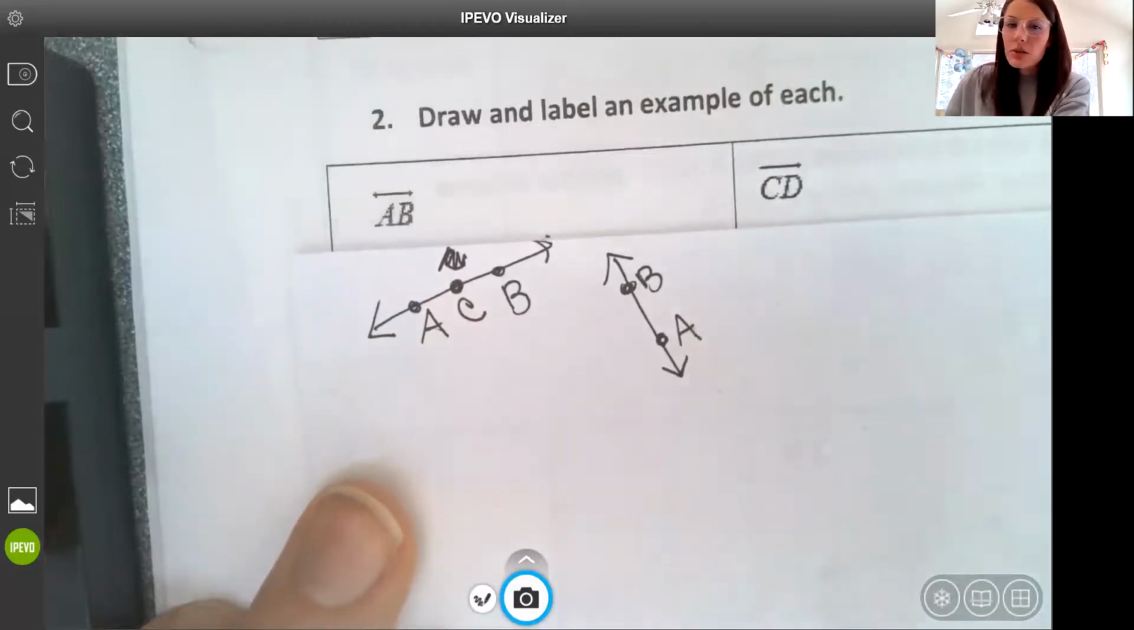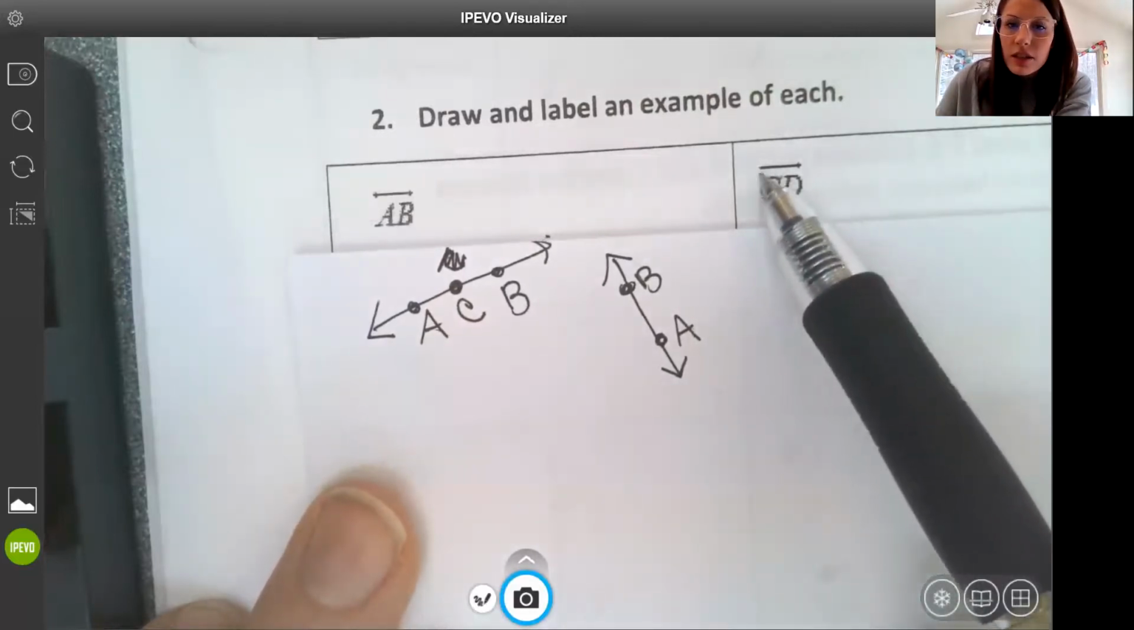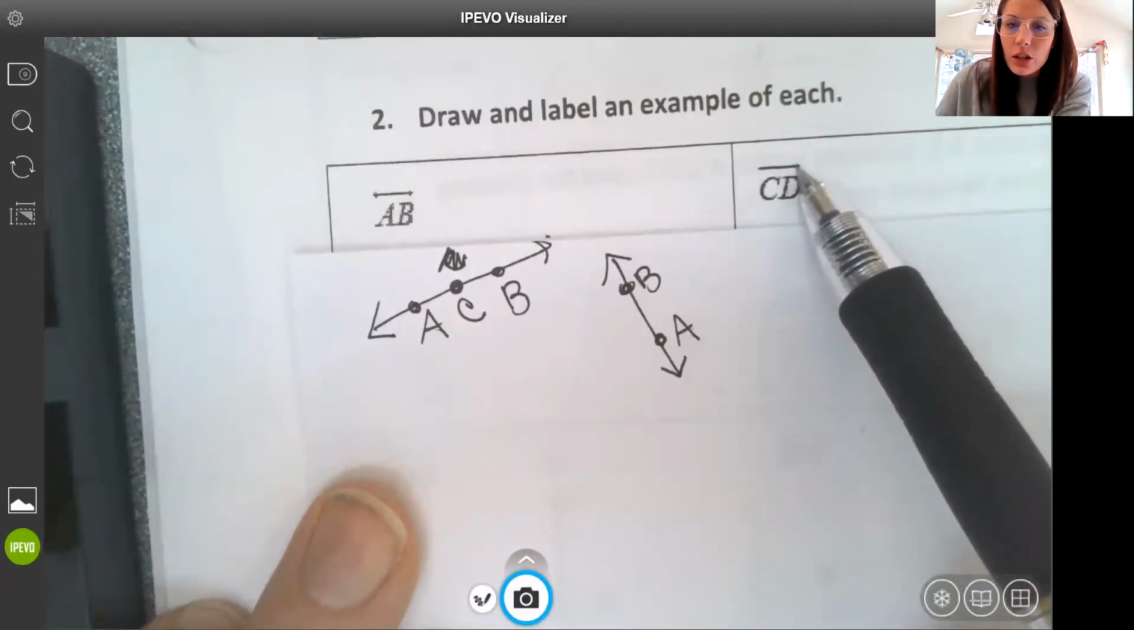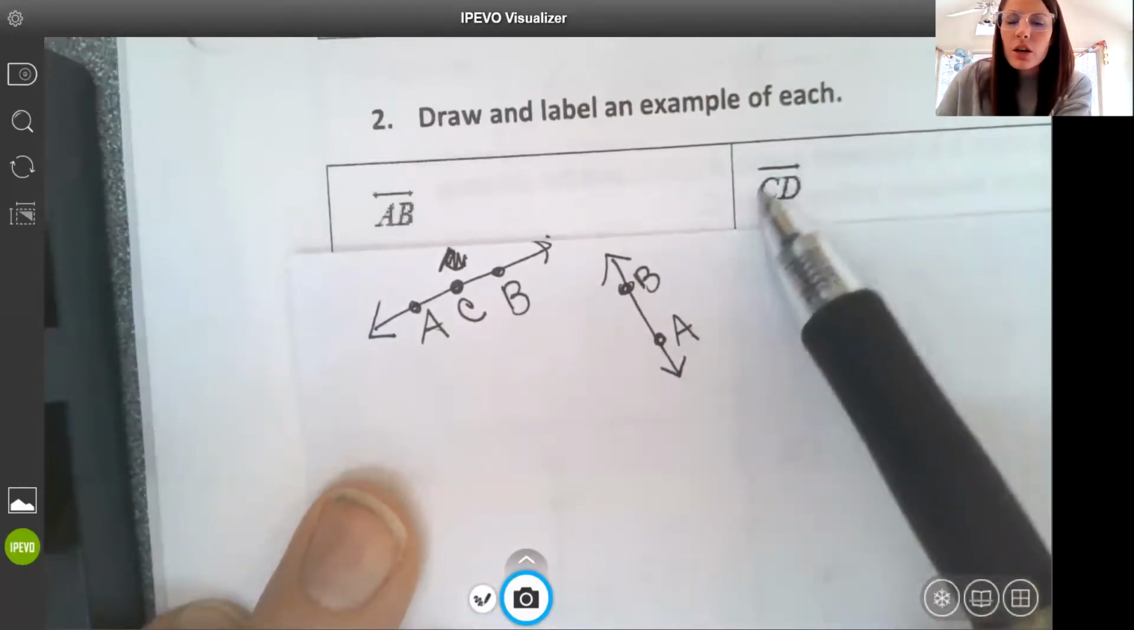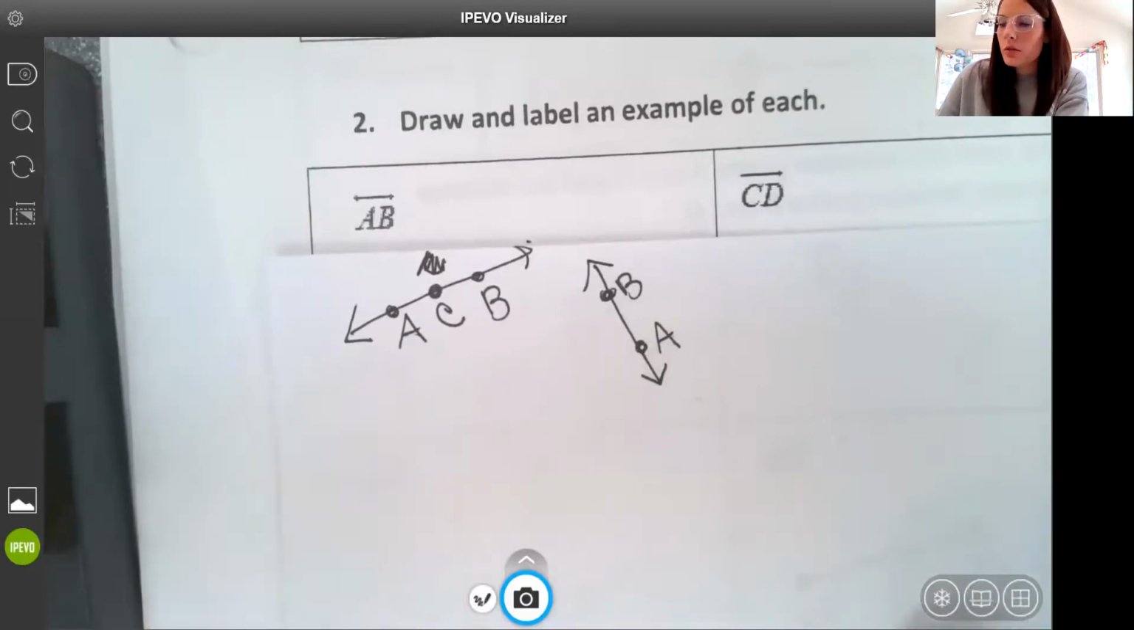For our next one, it's hard to see. This is an endpoint, and that's a little arrow there. So what is that called? What are we drawing?